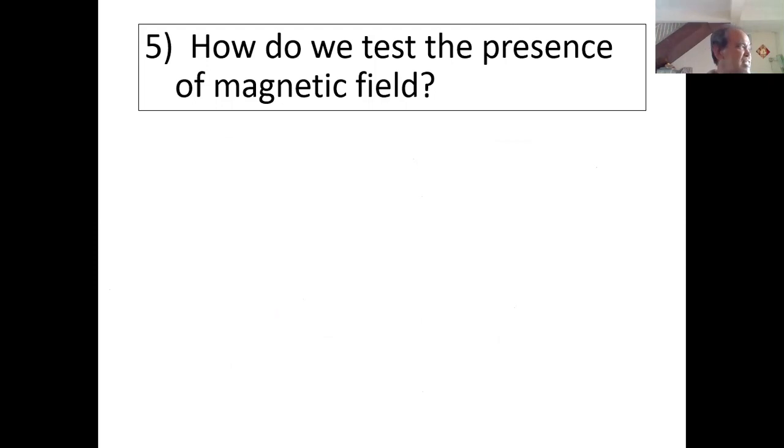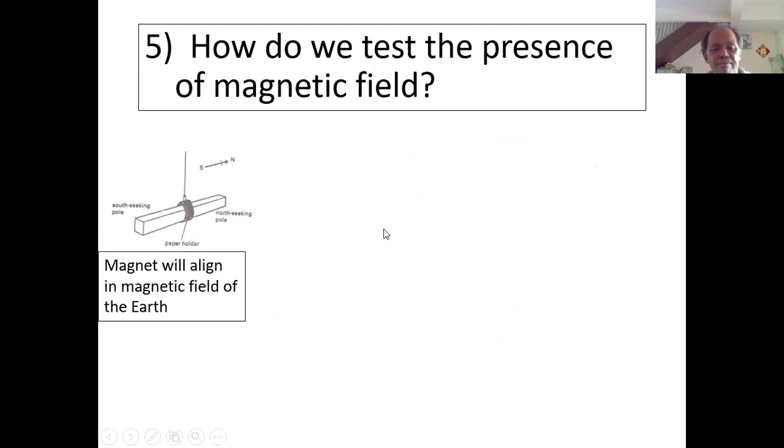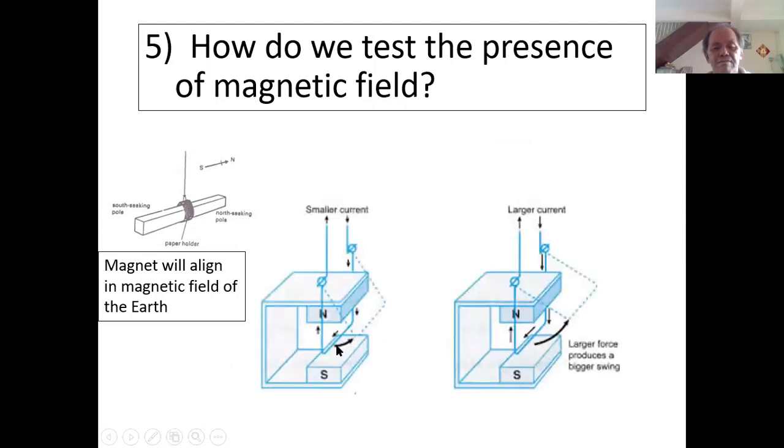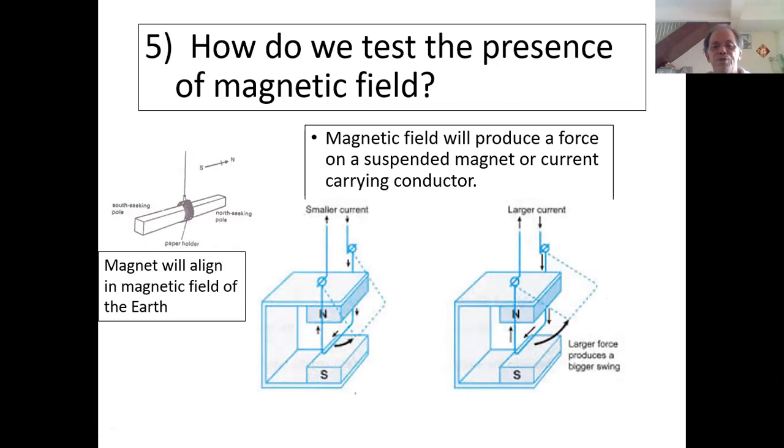How do you know that there's the presence of a magnetic field? How do you test it? You can use a bar magnet hanging in the air with a string, and then it will align with the Earth's magnetic field. Or we can use a current carrying conductor. Either we use a magnet or a current carrying conductor. If there's a field, there will be a force on the current carrying conductor. So a magnetic field will produce a force on a suspended magnet or current carrying conductor. That's how we detect the presence of a magnetic field.